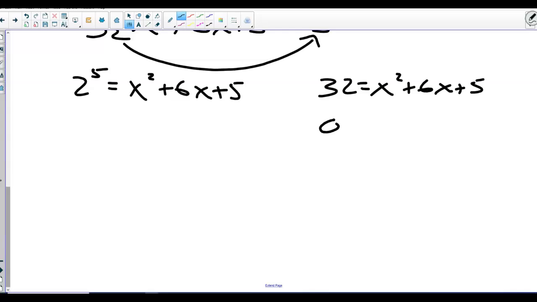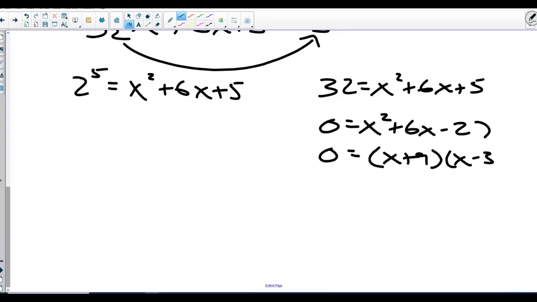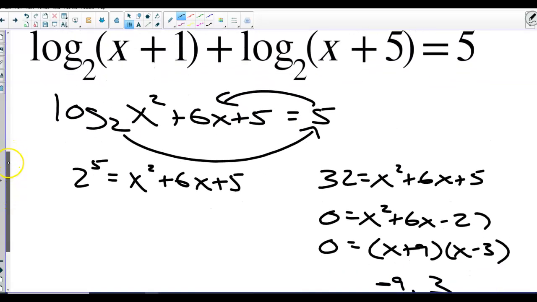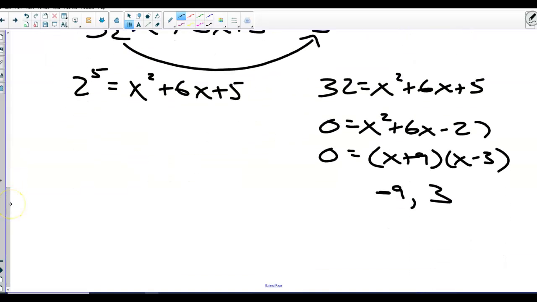When we subtract 32 on both sides, we get negative 27. This factors to x plus 9, x minus 3. So my answers are negative 9 and 3 when I factor it, but when I go back to my original, negative 9 creates negative numbers. No good. So my answer is simply just 3.